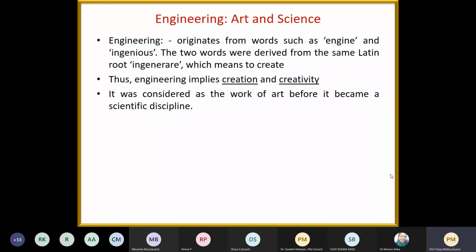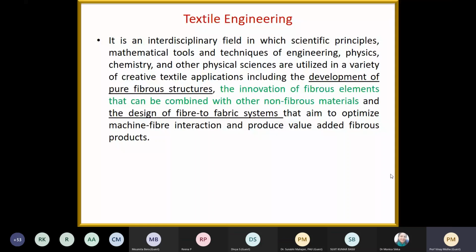On the other hand, we have artistic designs, which are created for the purpose of aesthetics and fashion. Engineering was considered to be an art long ago, but slowly it developed into a scientific discipline. There are various disciplines in the engineering field which are considered core engineering areas. It actually started with civil engineering first, and then the other areas came into the picture. But textile engineering is not part of the core engineering areas; we can consider it an interdisciplinary field.